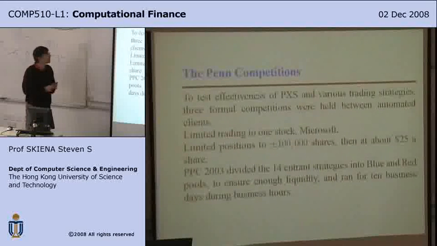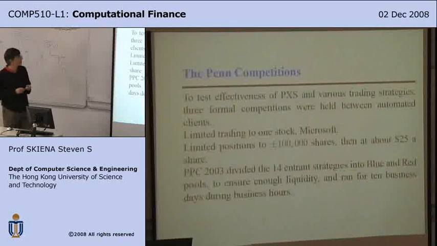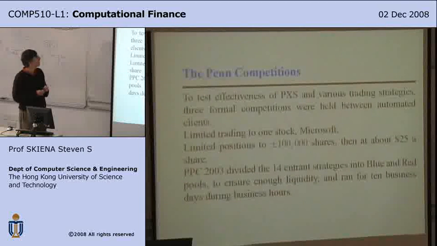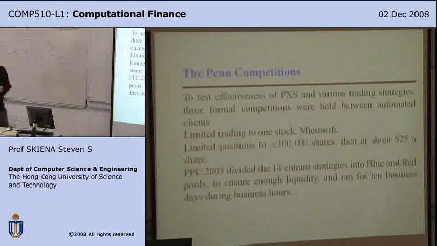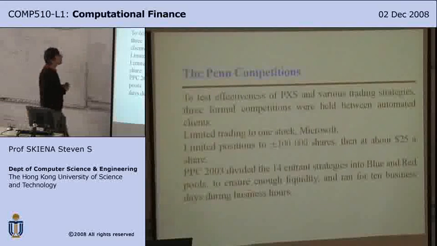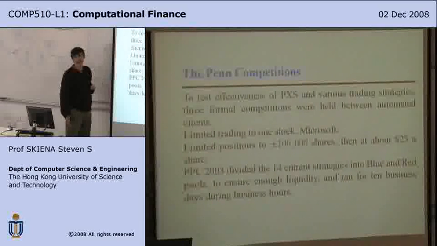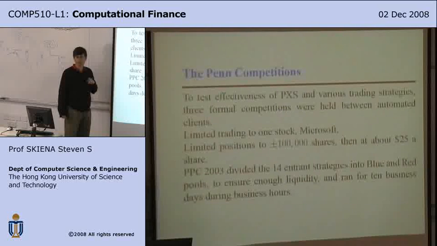So how did Penn do this competition? Because I think it's kind of interesting. What they did is they held a series of competitions using their trading simulator. And they invited all university groups to compete on their marketplace. They limited trading to one stock, which was Microsoft. They said you could buy and sell Microsoft, and that's all you can do.